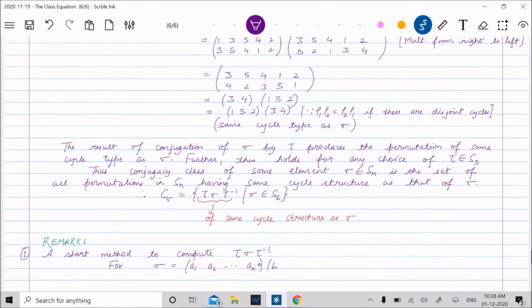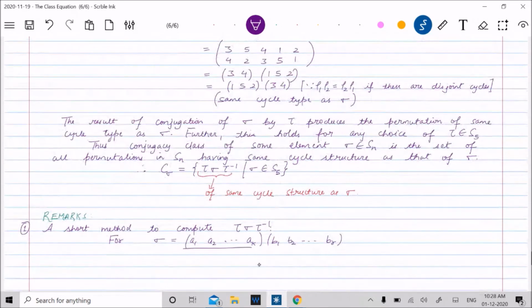And again there is another cycle b1, b2, ..., br, right? So of course this will be having a finite list of elements. Both cycles will be having finite elements, right?